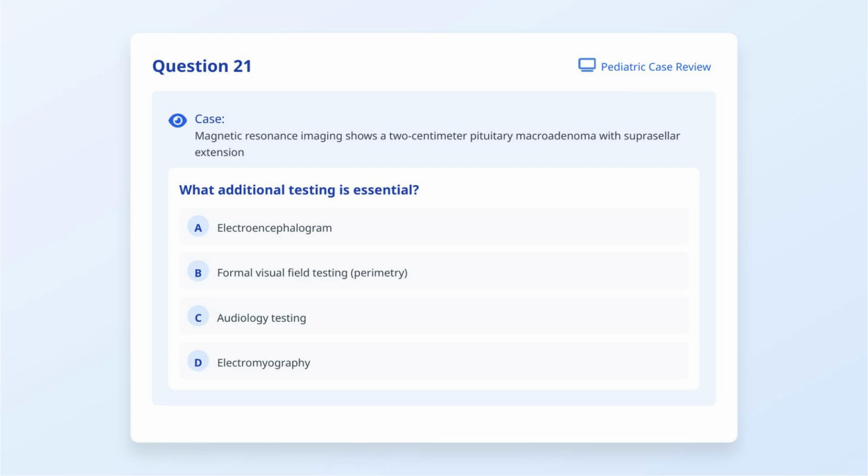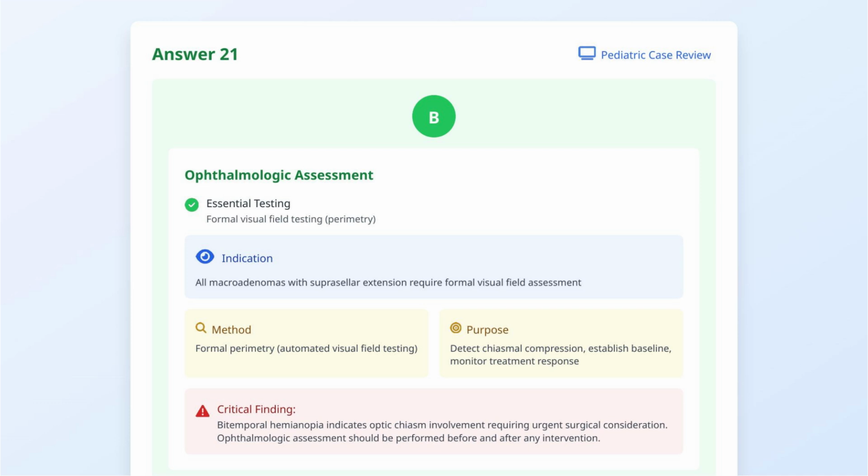Option A: electroencephalogram. Option B: formal visual field testing, perimetry. Option C: audiology testing. Option D: electromyography. The correct answer is B: formal visual field testing using automated perimetry is essential for all patients with macroadenomas showing suprasellar extension. This testing detects chiasmal compression, establishes baseline visual function, and monitors treatment response. Bitemporal hemianopia indicates optic chiasm involvement requiring urgent surgical consideration. Ophthalmologic assessment should be performed before and after any intervention.